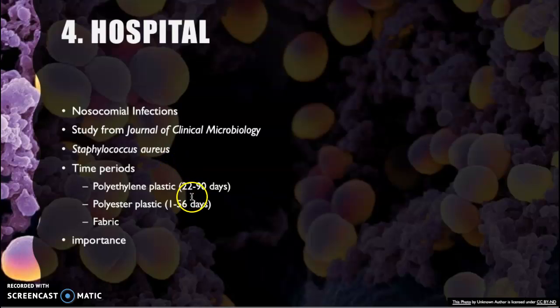So the time period that Staphylococcus aureus stays on some plastics and fabric is crazy. Polyethylene plastic, it stays on there for 22 to 90 days. Polyester plastic, 1 to 56 days. And fabric, it remains on there for a good while.